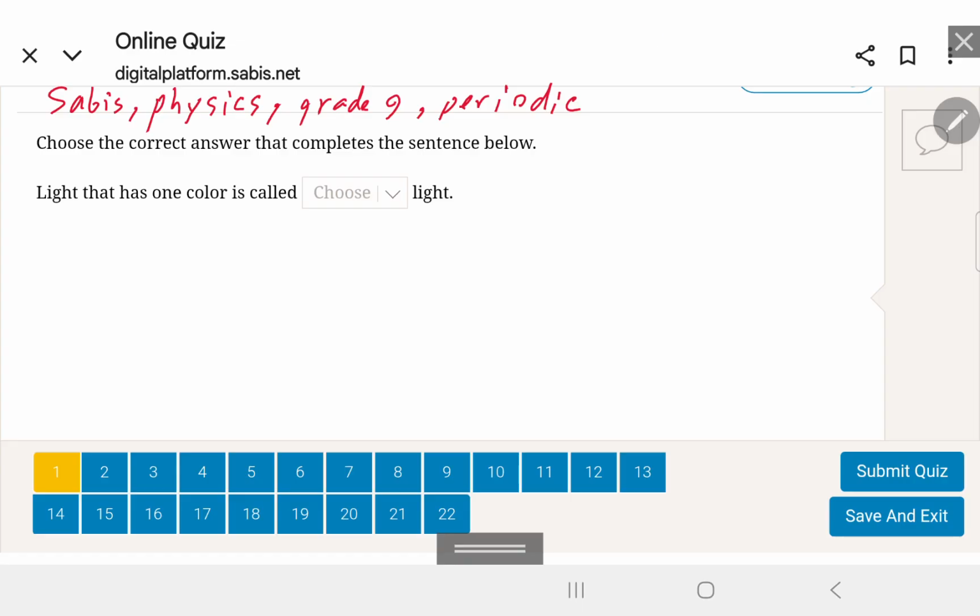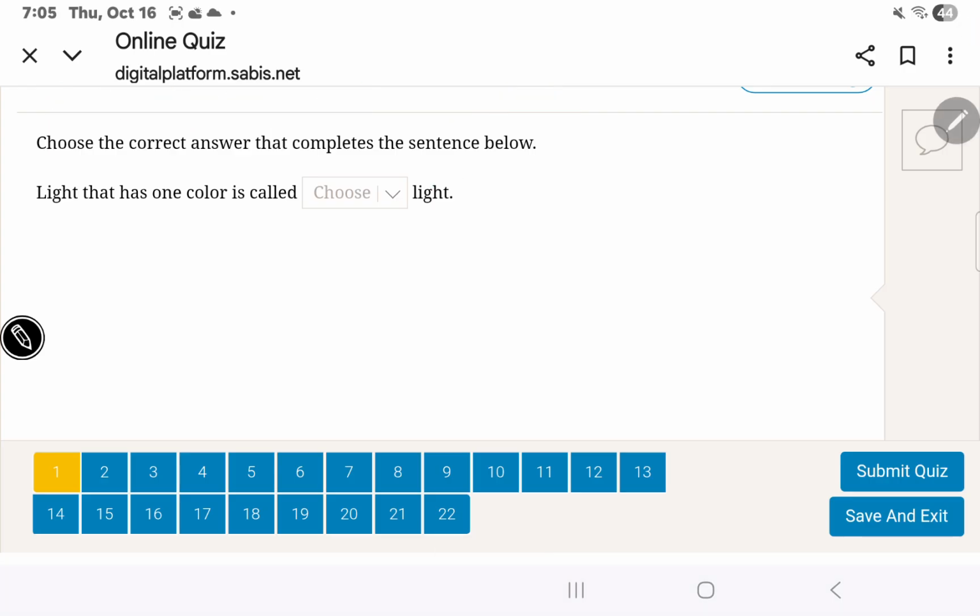In this video, I'm going to solve this physics quiz online for periodic grade 9. So let's directly start reading the first question. Choose the correct answer that completes the sentence below. Light that has one color is called monochromatic. Monochromatic light means light of one wavelength and one color.